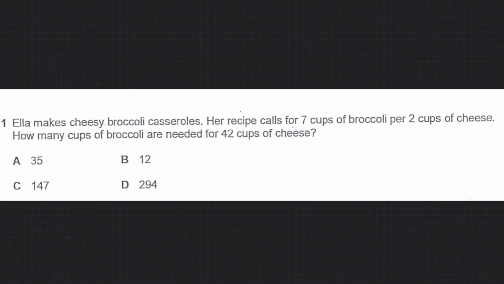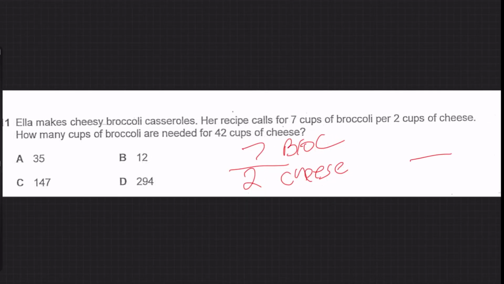Question 11 says, Ella makes cheesy broccoli casseroles. Her recipe calls for 7 cups of broccoli per 2 cups of cheese. How many cups of broccoli are needed for 42 cups of cheese? This is a simple equivalent ratios question. We've got 7 cups of broccoli over 2 cups of cheese. She wants to use 42 cups of cheese. So we'll put that down here with the other cheese. The question is, how much broccoli is she going to need?